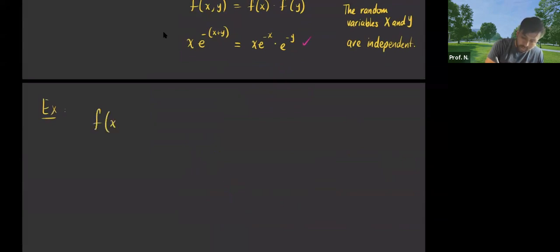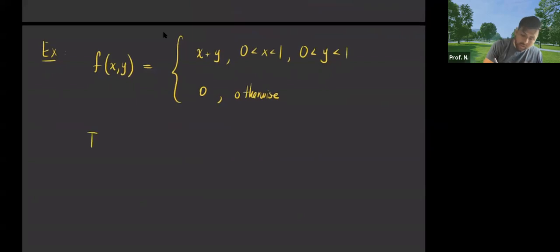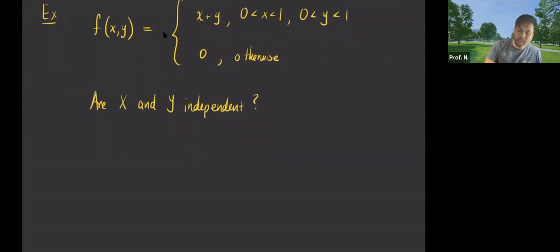So if we have a density function that looks like this, which we looked at already, x plus y, and this is 0 otherwise. It's x plus y when x is between 0 and 1, and when y is between 0 and 1. So are x and y independent? Is f of x y equal to f of x times f of y?